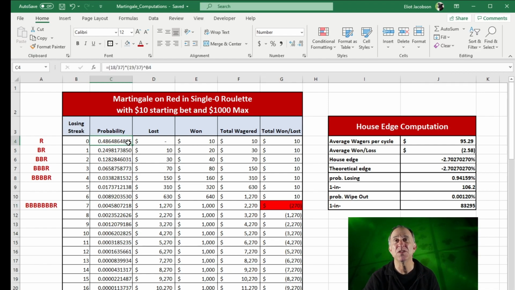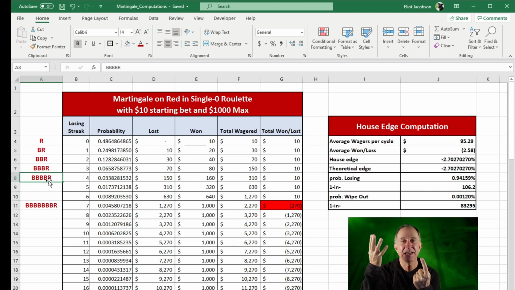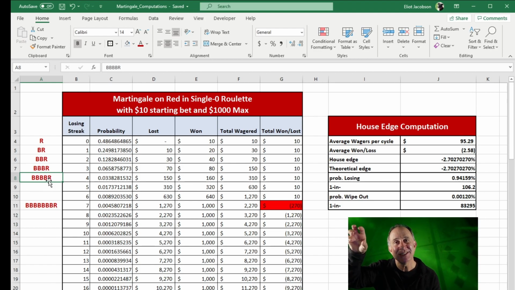The next column may be one of the most difficult to understand. This is the probability of this particular streak. Let's just focus on black, black, black, black, red: four blacks and then a red. The probability of a black, by which I mean losing, well, if you look at a roulette wheel, there are 18 blacks out of the 37 spots, and then there's this single zero. So out of the 37, 19 of them make you lose. So we have 19 out of 37 occurring four times before that final win.